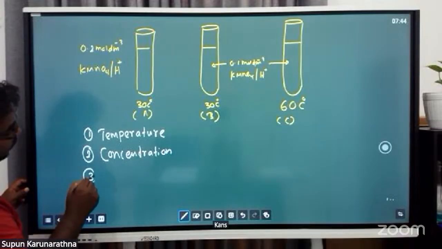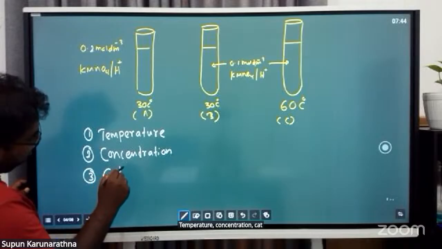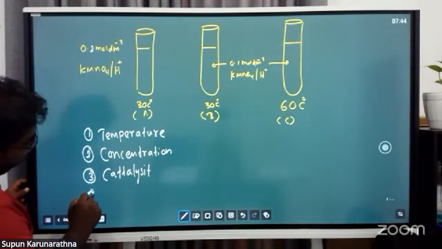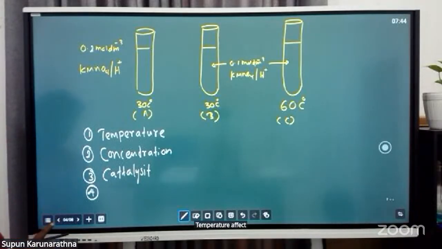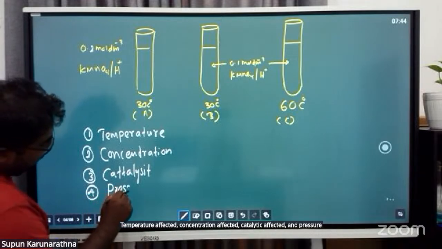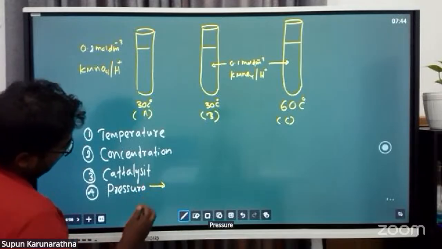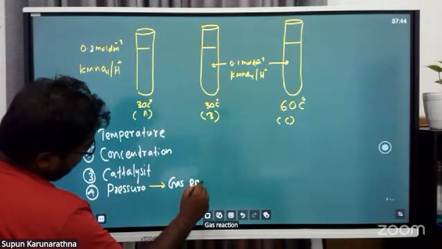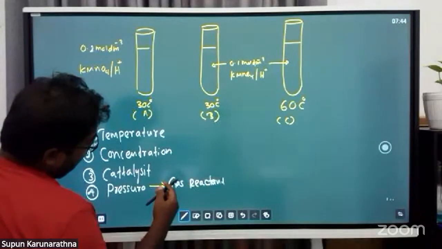concentration. Third one, temperature, concentration, catalyst. Fourth one, temperature affected, concentration affected, catalyst affected, and pressure. Pressure for gas reactions.